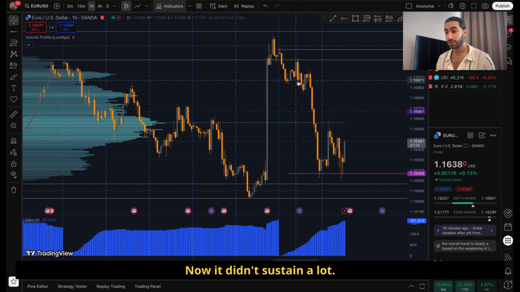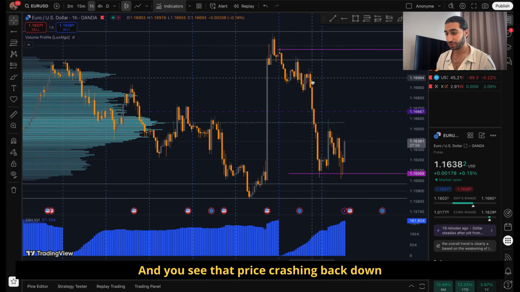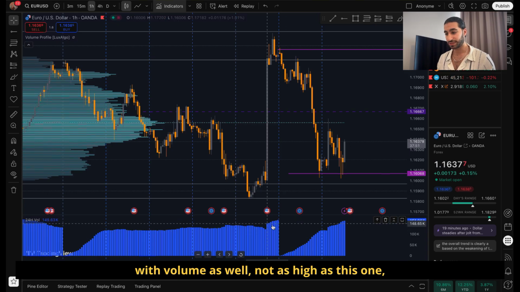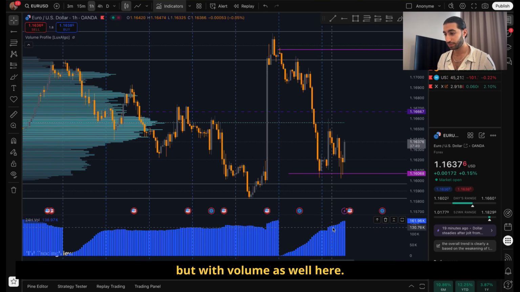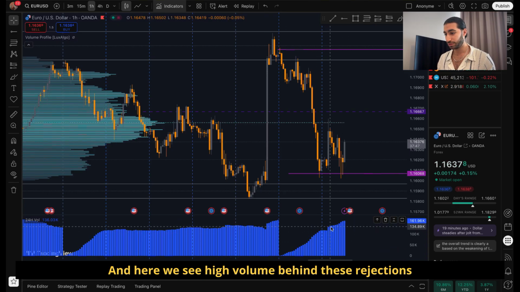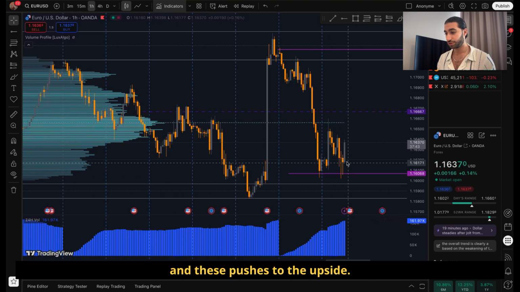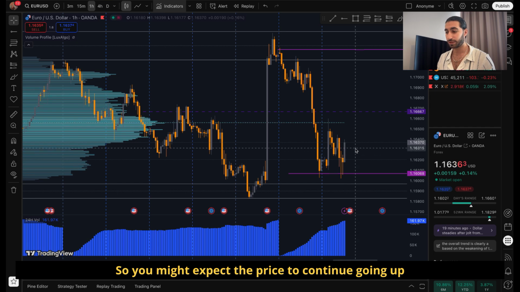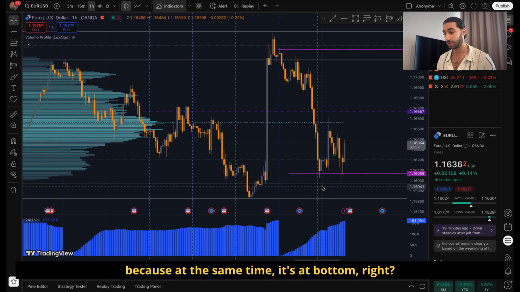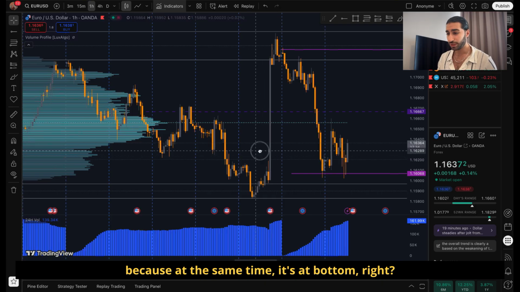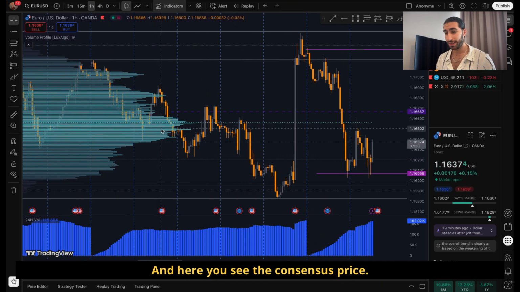Now, it didn't sustain a lot, and you see that price crashing back down with volume as well, not as high as this one, but with volume as well here. And here we see high volume behind these rejections, and this pushes to the upside. So you might expect the price to continue going up because at the same time it's at a bottom, right? And here you see the consensus price.